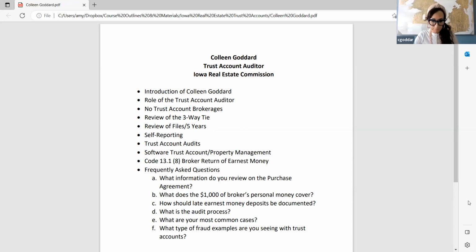Okay, now here's, I think, another big one: the broker's return of earnest money when it's disputed. So I just want to put out one little thing that I get a lot of questions on.